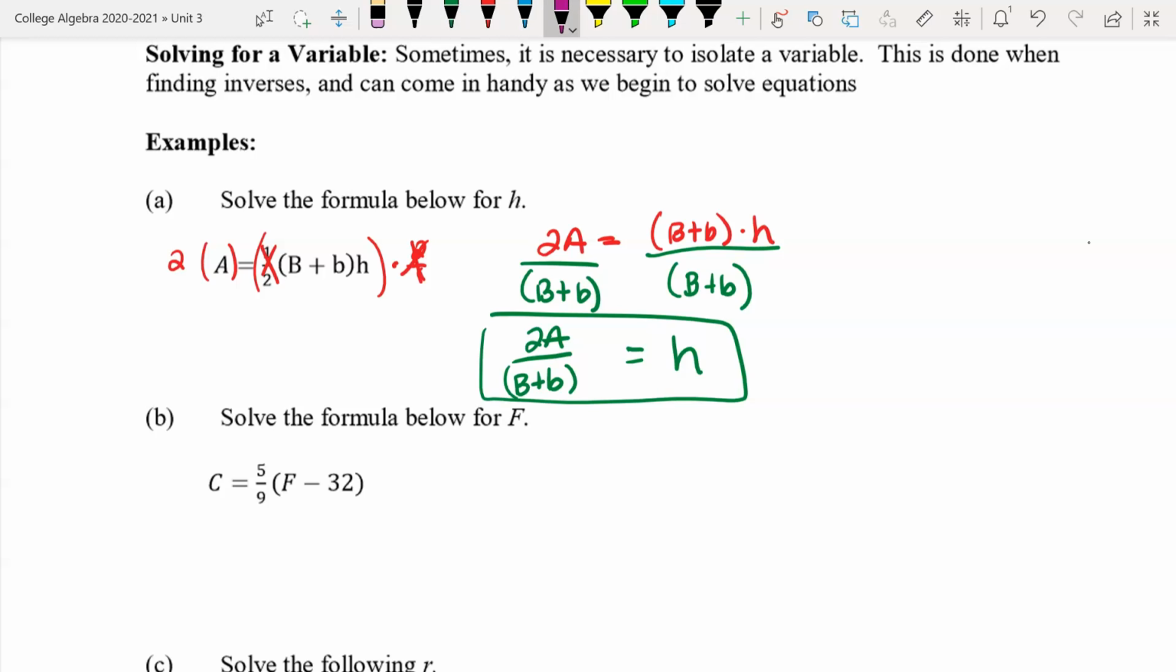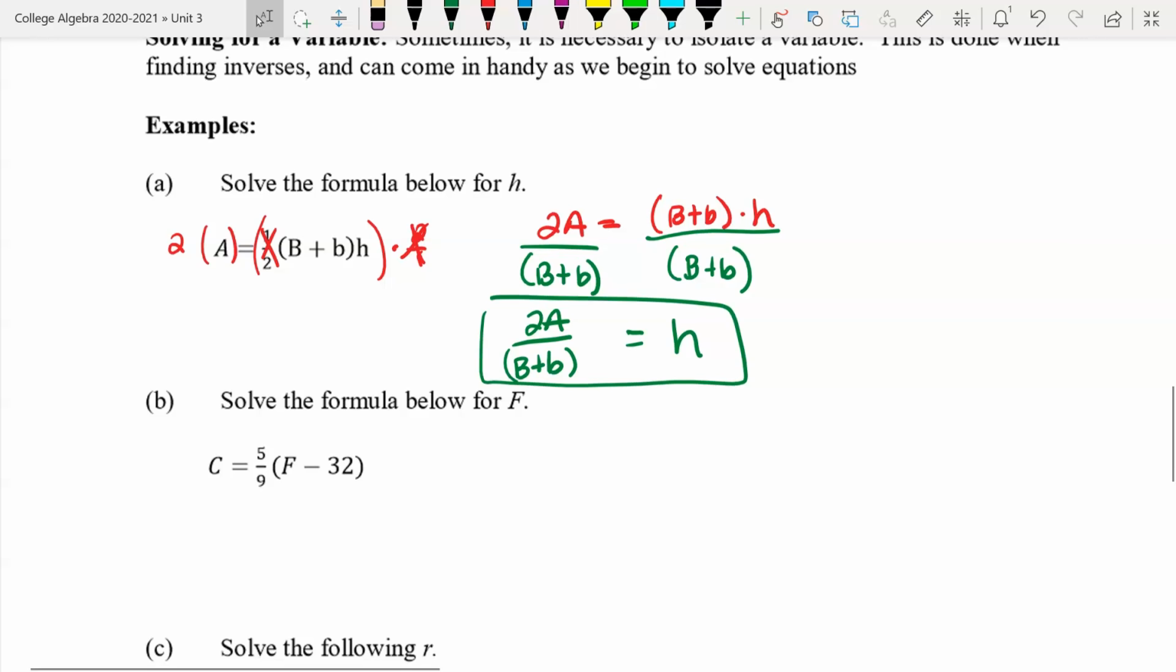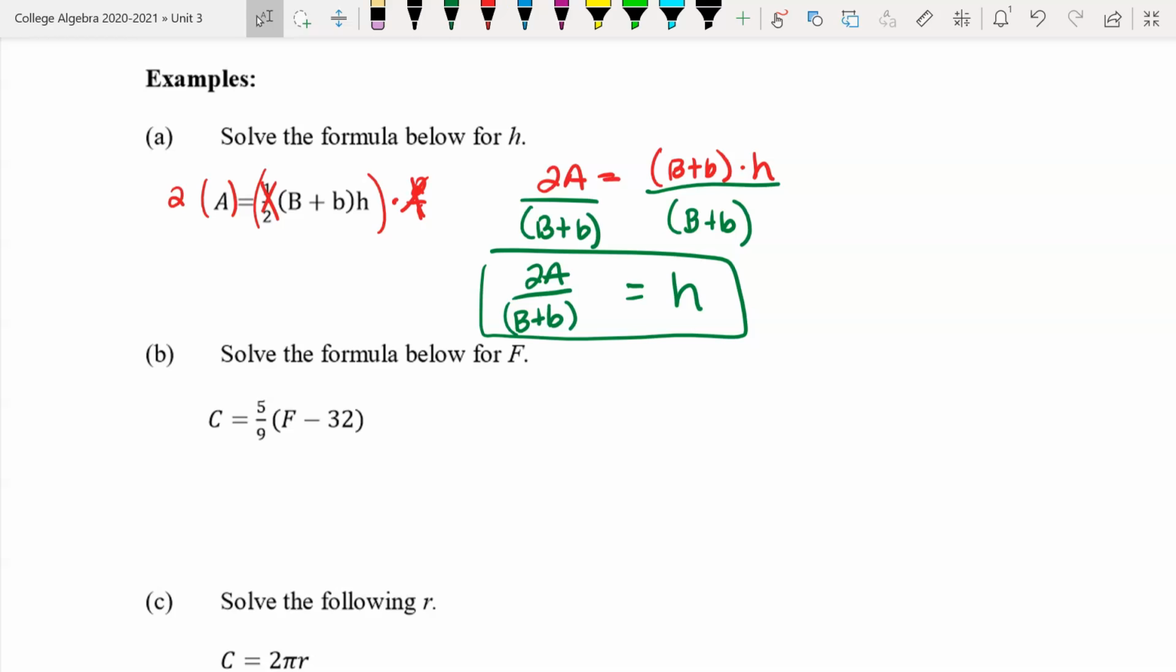All right. So that's one of the harder ones, but it is nice to see that you can divide by the whole thing instead of just individual parts. I would not distribute because you're solving for a letter, so you're kind of doing the opposite thing. Instead of distributing, you're going to get rid of it.